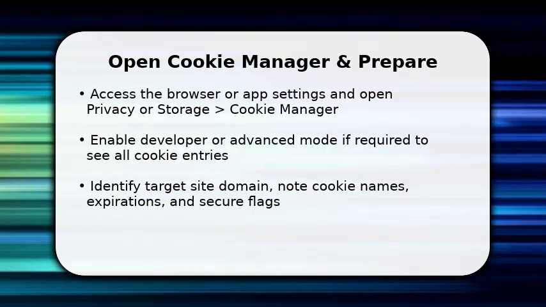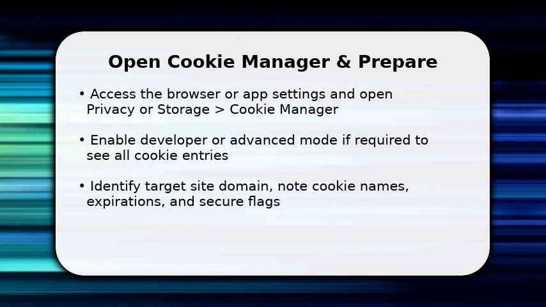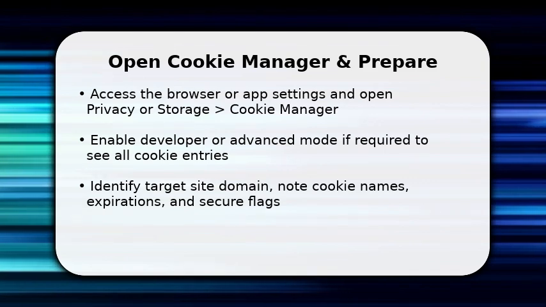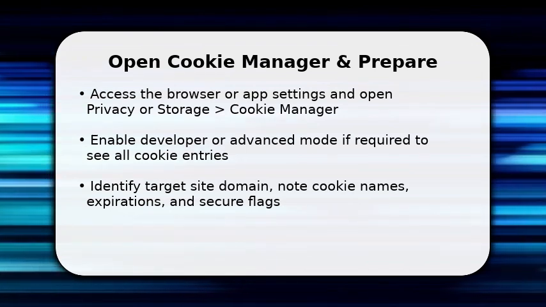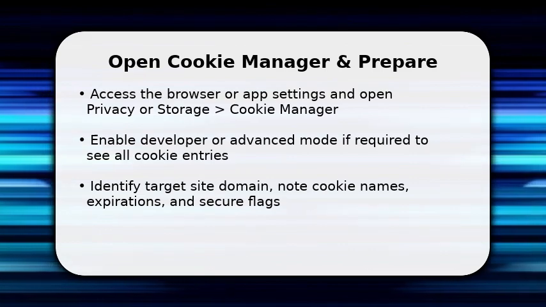You start by opening the Cookie Manager inside your browser or app settings. Go straight to Privacy or Storage and select Cookie Manager. Once there, enable Advanced or Developer Mode to reveal full cookie details so you can act precisely. Make sure to identify the domain you want to edit, then note cookie names, expiration dates, and secure/HTTP only flags so you know which entries matter and why you'll change them.